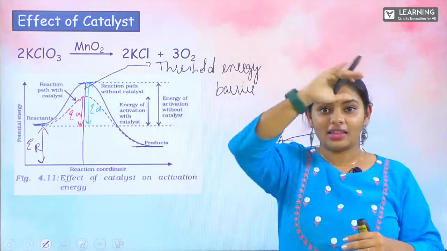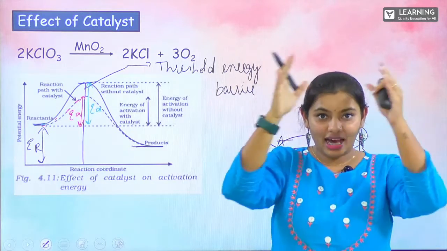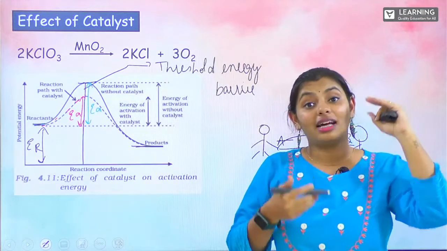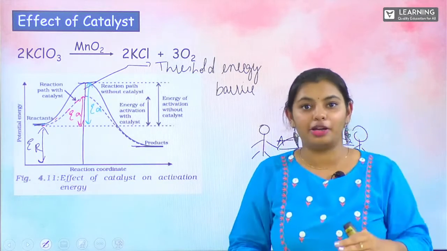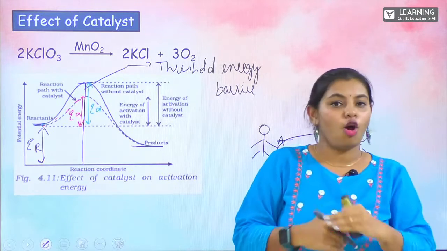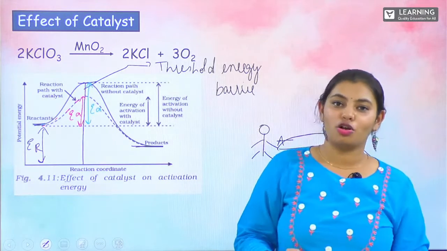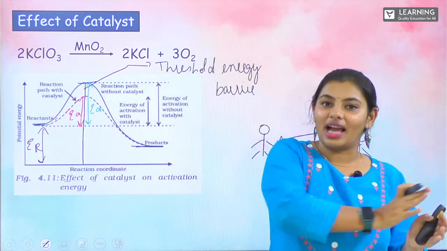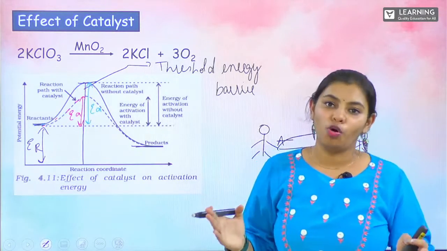Threshold energy, the threshold energy barrier: the entire reaction requires a certain amount of energy, right? That entire threshold energy barrier is only reduced. If the threshold energy barrier is reduced, then obviously our activation energy is also going to be reduced. That is how the rate of the reaction increases much more ahead.